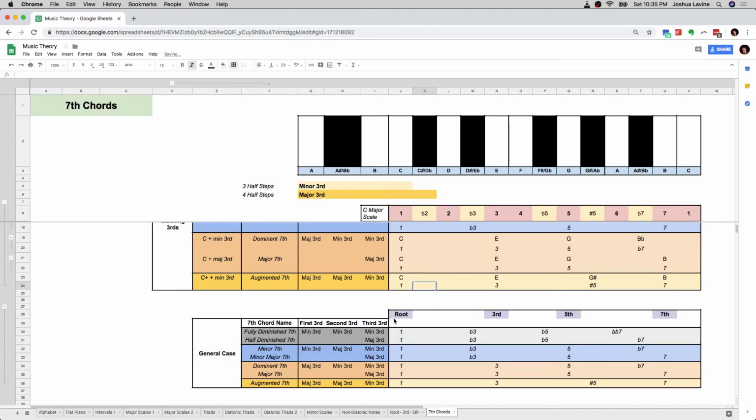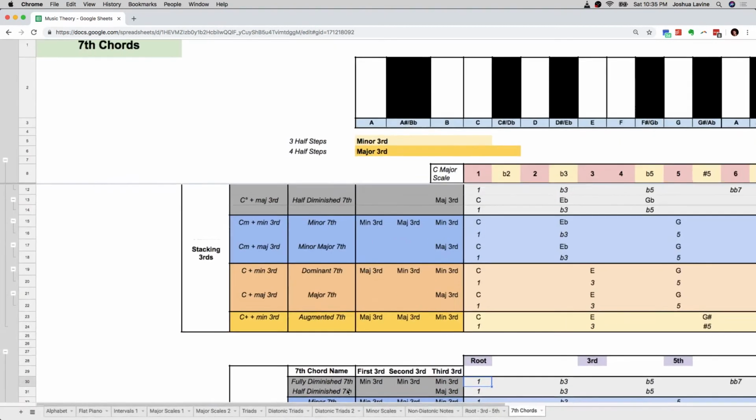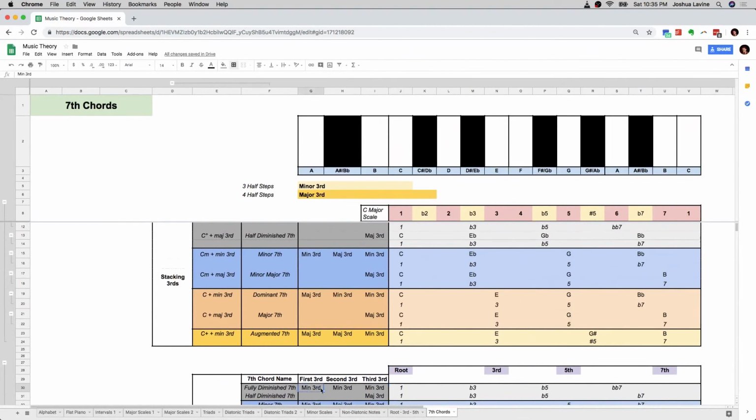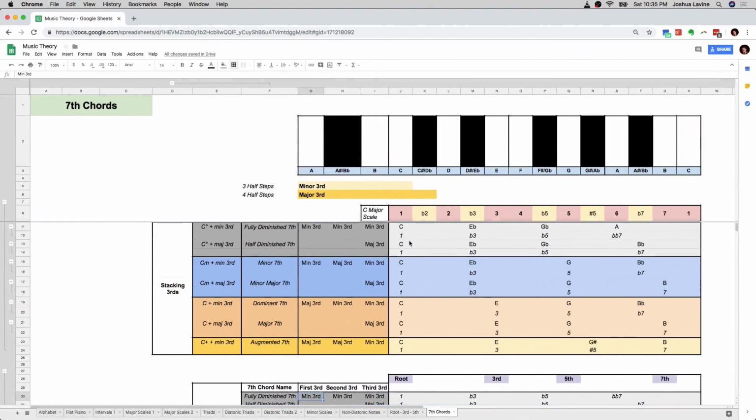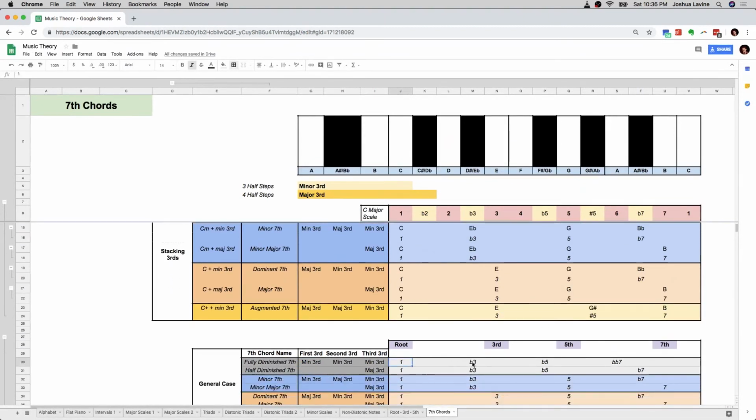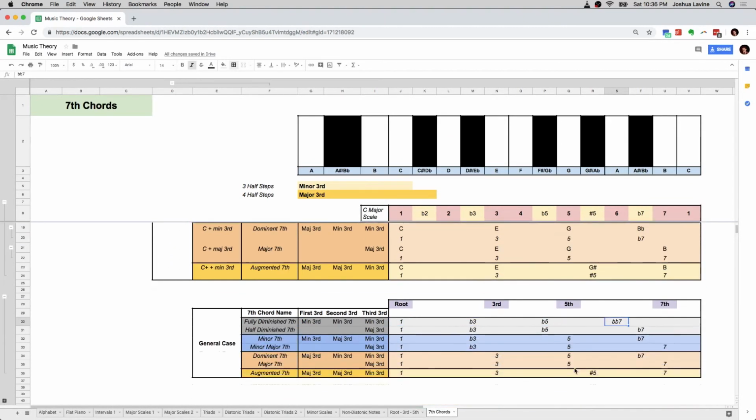And, whoops, let's just make that nice and pretty. There you go. And so this is it. I've just copied and pasted, like, the fully diminished 7th has the numbers 1, flat 3, flat 5, double flat 7, and so here they are: 1, flat 3, flat 5, double flat 7.